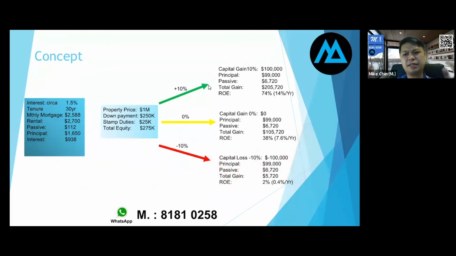So now it says, market not doing well, drop by 10%. How does the number look like? You drop by 10%, you lost 100k. But your principal sum is paid by your tenant. So your 99k still stays, your passive income still stays because you have tenant. Your net is about 6k. So 6 over 275, you have about ROE of 2%. Divided by 5 is 0.4%.